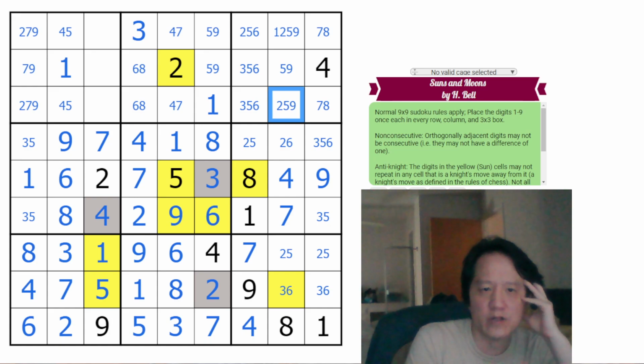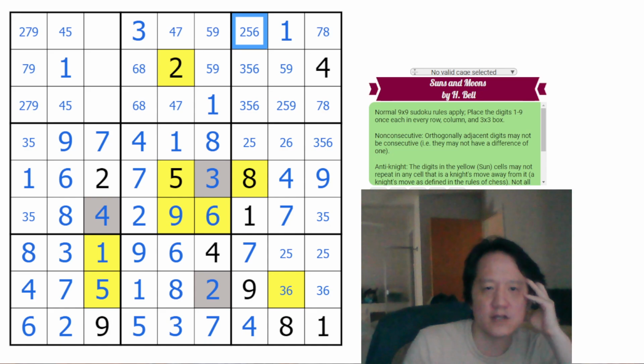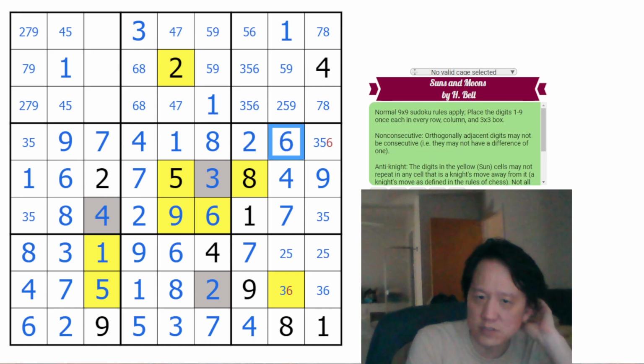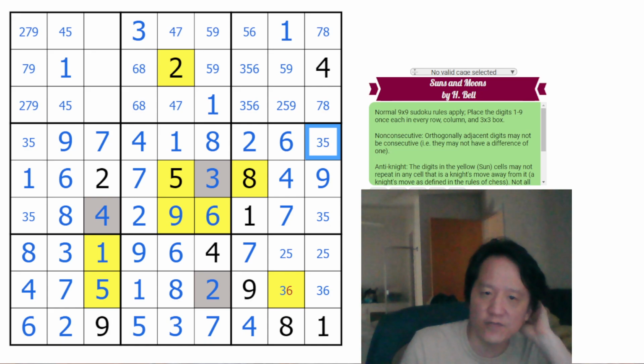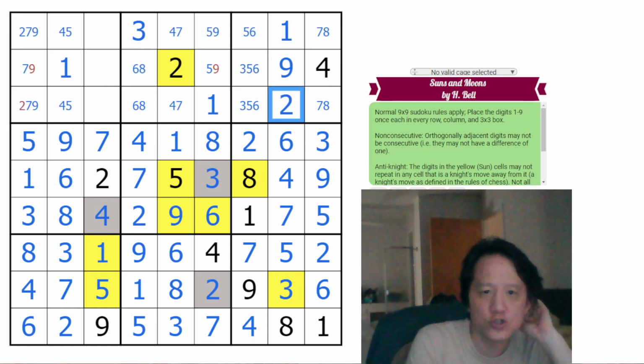This can't be 1. This can't be 1. This is the only place for 1. Therefore, this cannot be 2. So this becomes 3, 5, 6. So this has to be a 2 here. So this is 6. This becomes a 3, 5 pair, but it cannot be 5 because that's consecutive. So this is 3, this is 5, this is 3, this is 5. This is 2, this is 5, this is 3, this is 6, this is 9, this is 2.